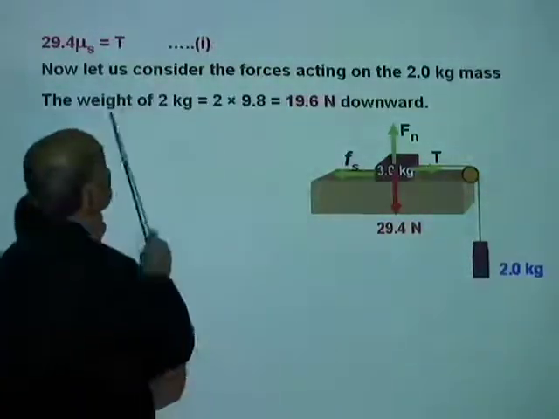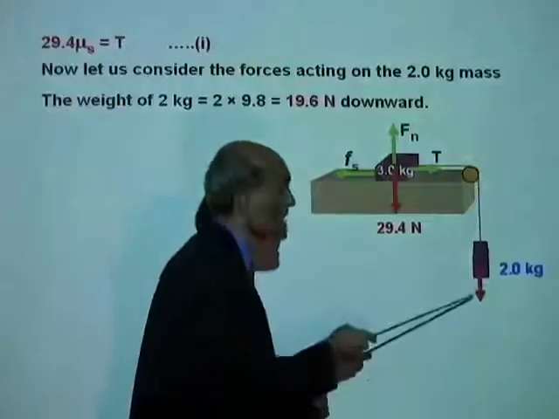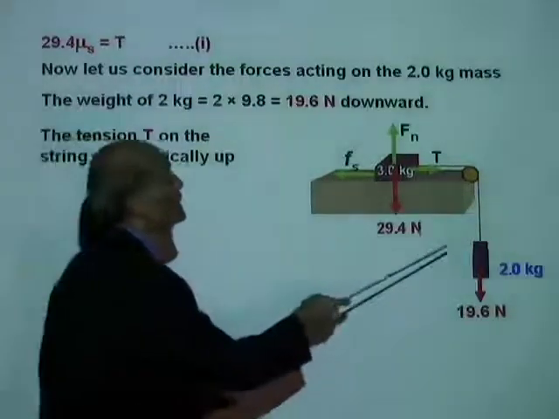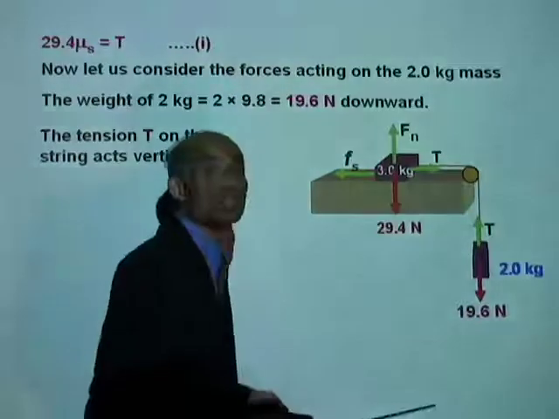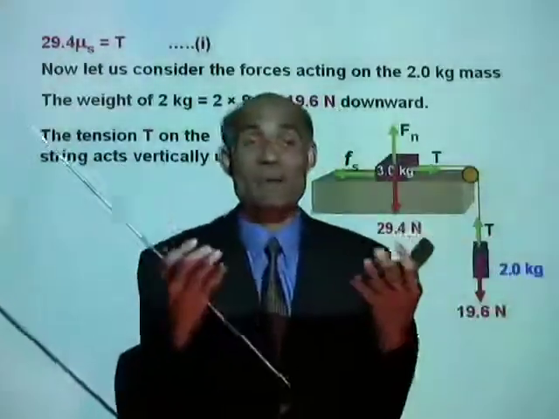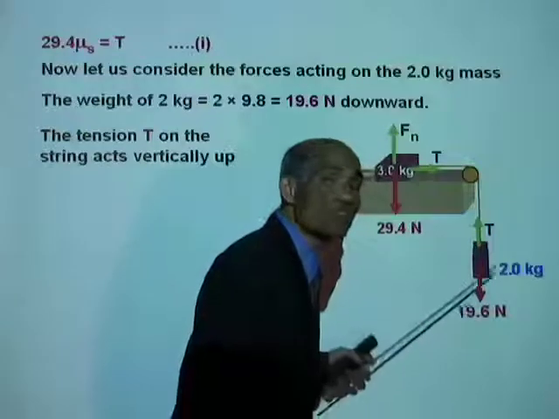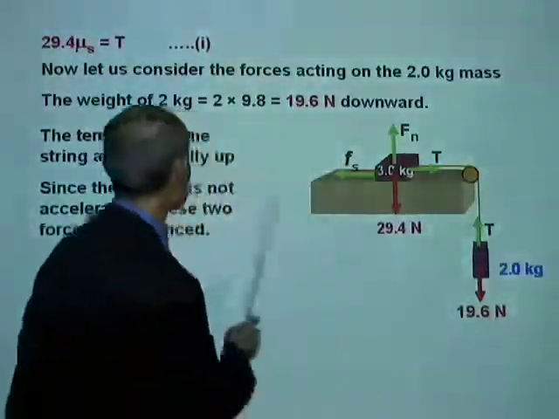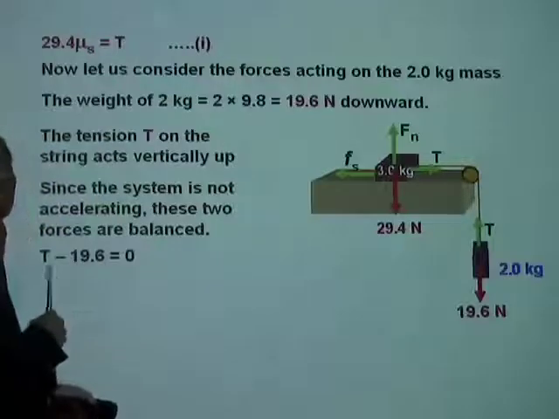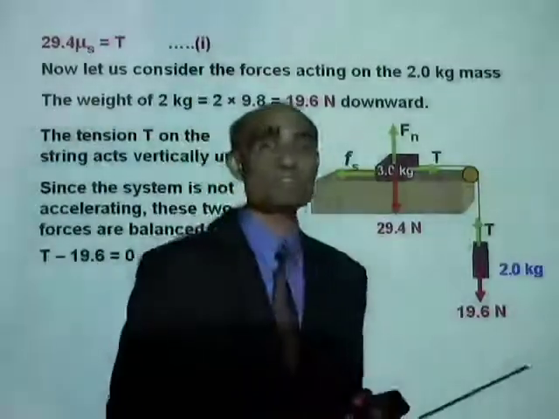Is that right? The weight of the 2 kilogram, 2 times 9.8 is 19.6, is acting down over here. The tension T on the string will be acting vertically up. There is the tension T acting vertically up. And now, when the system is balanced, it is not moving yet. That means the system is balanced. Now, when the forces on this are balanced, 19.6 newton must be equal to T. Is that right? Since the system is not accelerating, these two forces must be balanced, or we have T minus 19.6 equal to 0, or T equal to 19.6.